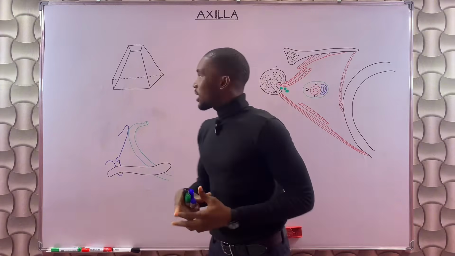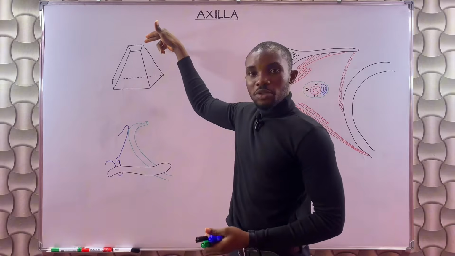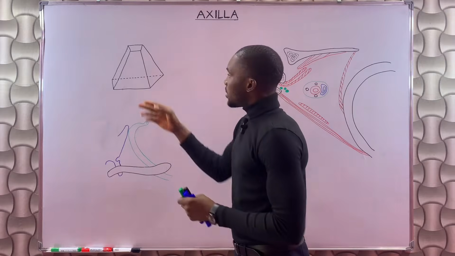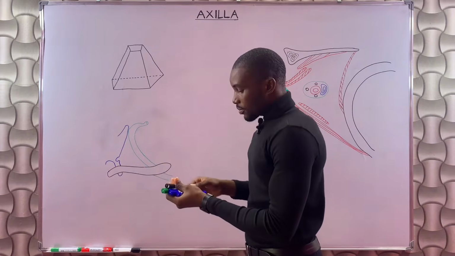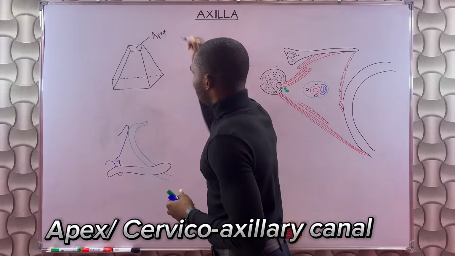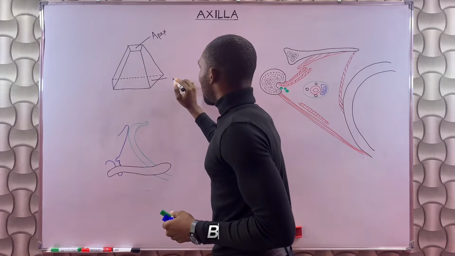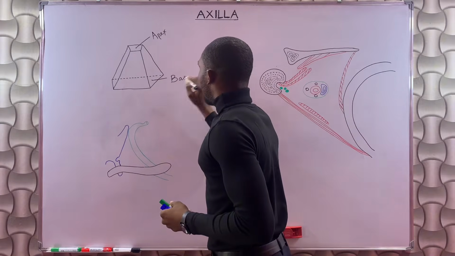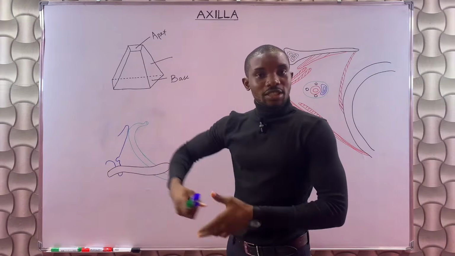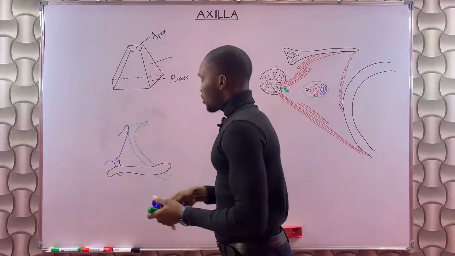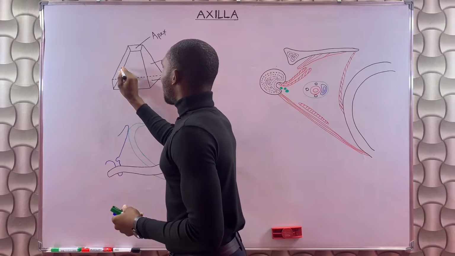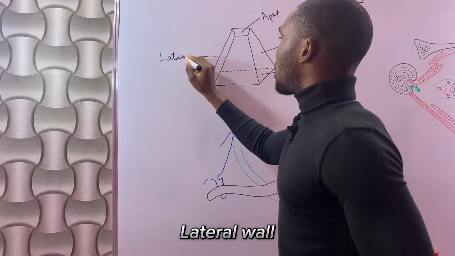Now for the axilla, we'll look at it from this pyramidal shaped structure over here. So you can see this looks like a pyramid. The upper part is narrower, the lower part, the base, is wider, and then the upper part is the apex. The lower part is the base. Then we have the medial wall. If I ask you what the medial wall is, you should be thinking of what I said, the upper part of the chest wall. Then the lateral wall is the upper part of the what? Arm. Okay, so this is the lateral wall.